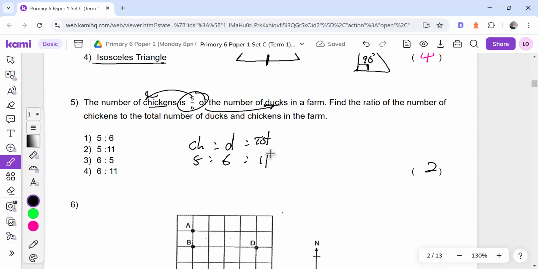So now can you get the answer? What's the ratio of chickens to the total ducks and chicken? So 5 is to 11. Answer number 2. All right, so number 1 is because you don't know how to convert the fraction to ratio. Second reason is because you didn't have the total. That's why your answer is wrong. Understand? Okay, let's go to the next one.